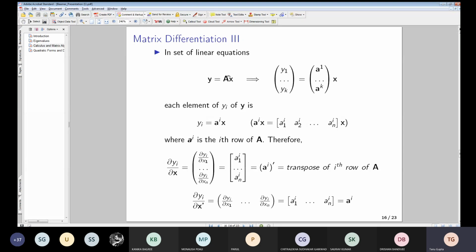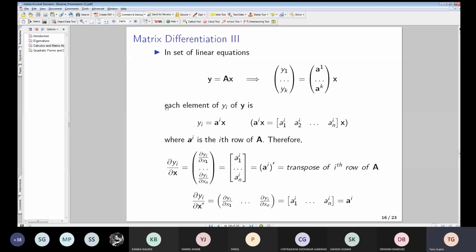X is a vector with n elements. So y has k elements and x has n elements. I am talking in a general sense. I am not talking about a square system of equations, where both y and x have the same dimension. So I am making it more general.